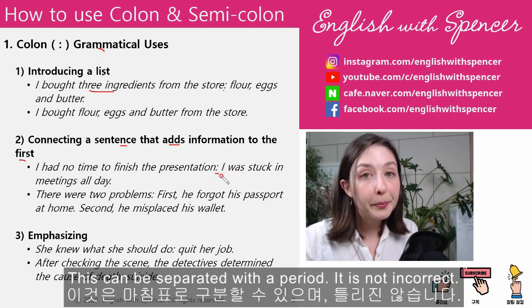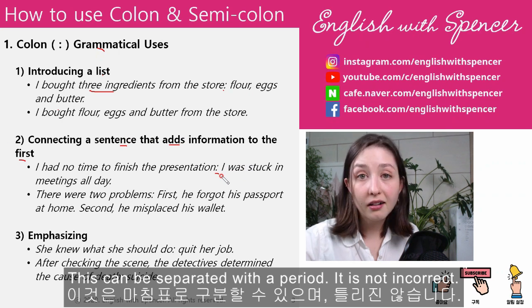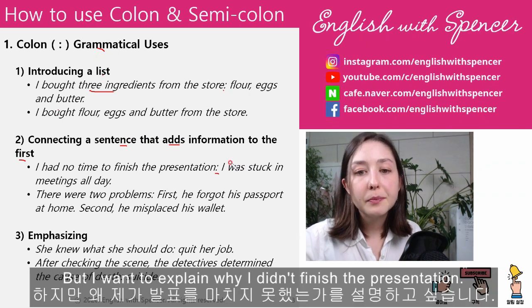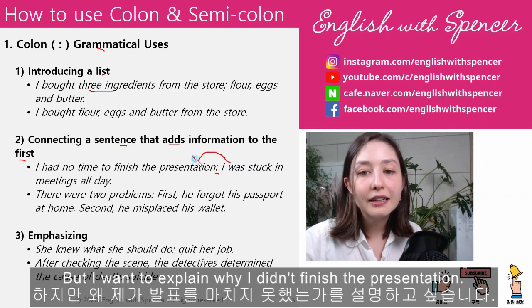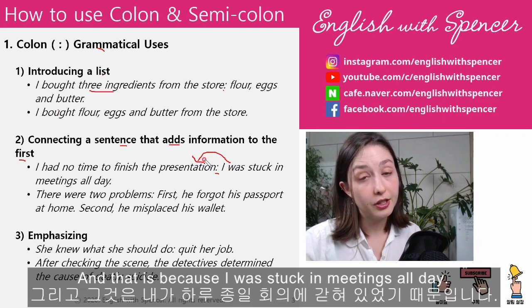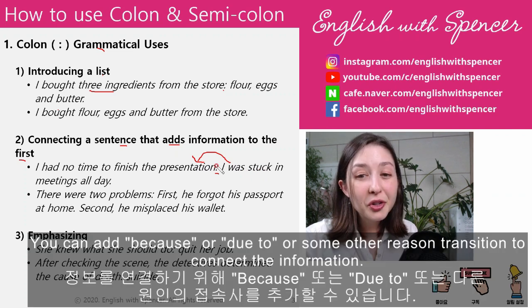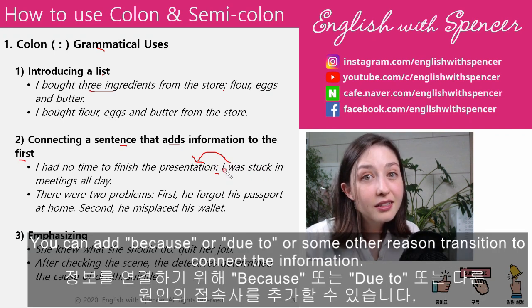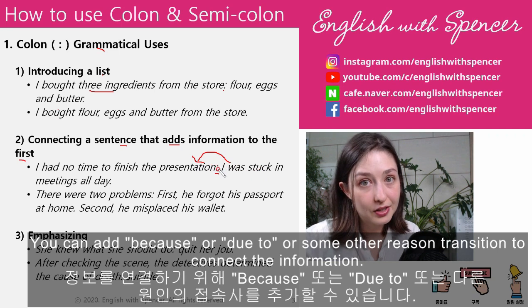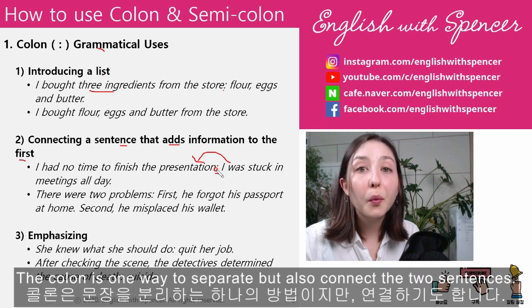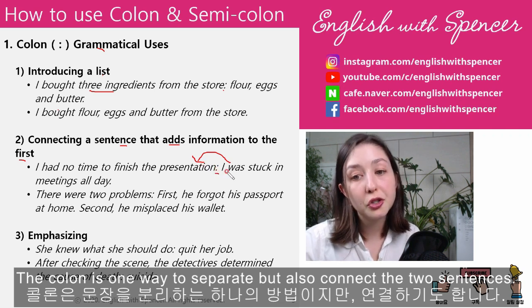This can be separated with a period. It is not incorrect. I want to explain why I did not finish the presentation, and that is because I was stuck in meetings all day. You can add because or due to or some other reason transition here to connect the information. The colon is one way to separate but also connect the two sentences.